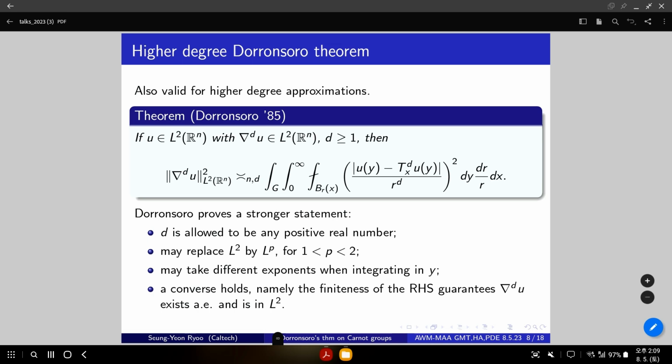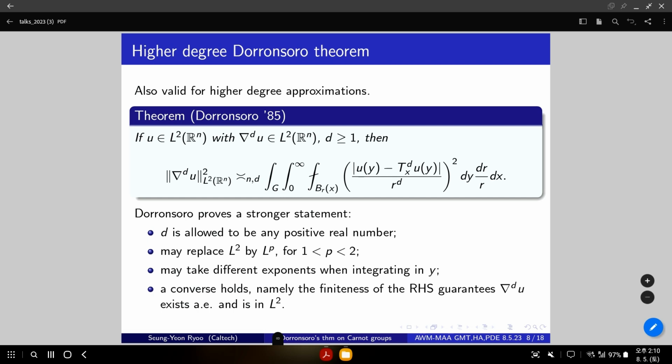Roughly, the philosophy is that if you approximate a function by its dth degree Taylor polynomial, you should be able to detect whether it's d times differentiable. A couple of remarks: Dorronsoro actually proves in his paper a somewhat stronger statement. So d is in fact allowed to be any positive real number. In this case, on the right-hand side, d is replaced by the integer part of d, and on the left-hand side, you replace the nabla d by the dth order fractional Laplacian of u.